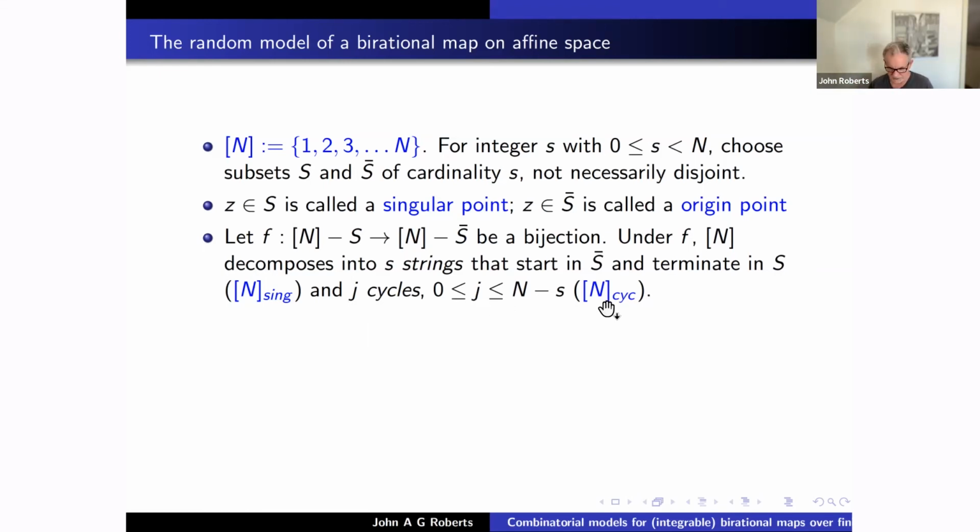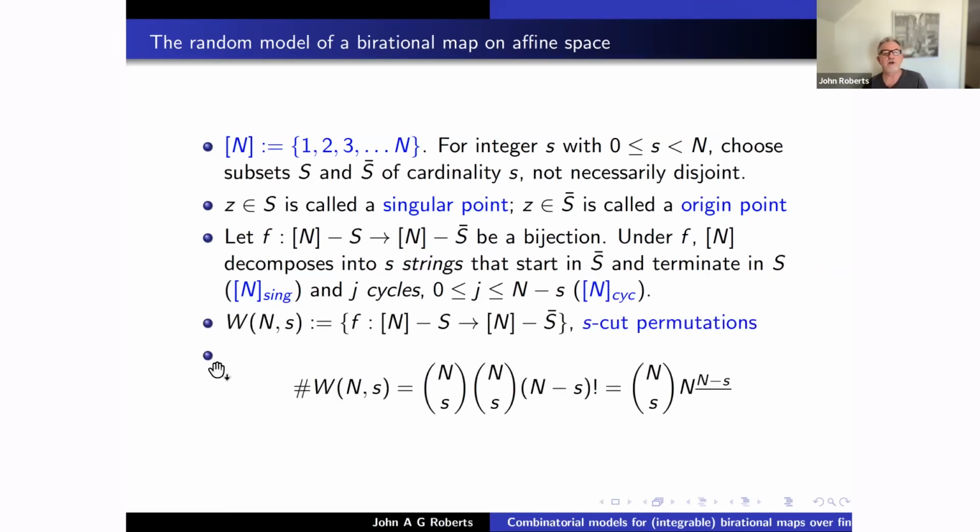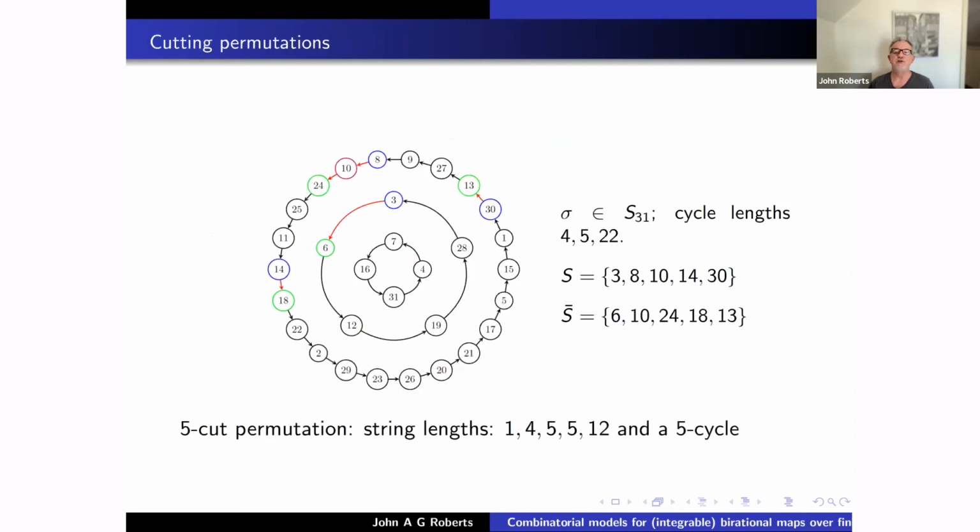And I'm going to call that part of the space n psi. And I'm going to create an ensemble of these functions, and I call them S-cut permutations. And with a little bit of combinatorics, I can count the size of this ensemble using n choose S and using a falling factorial. So what do I mean by S-cut permutation?